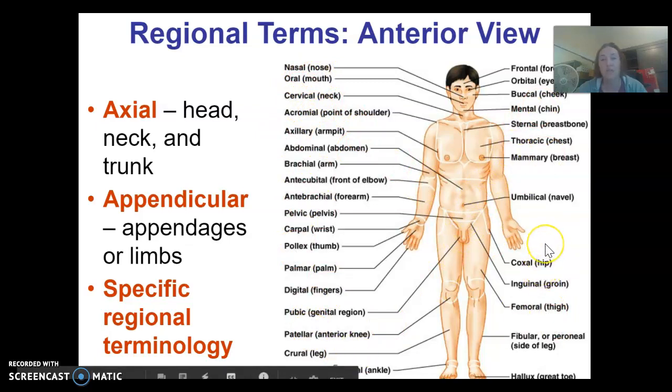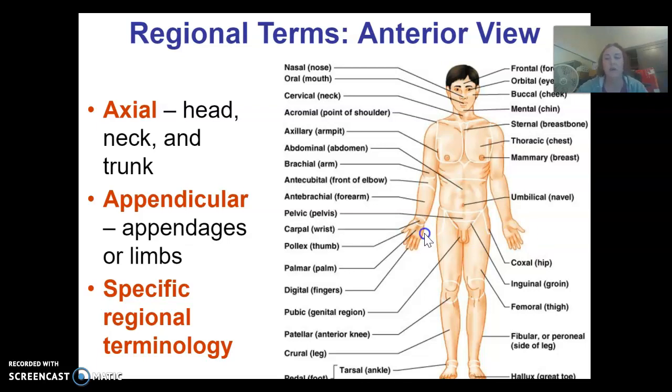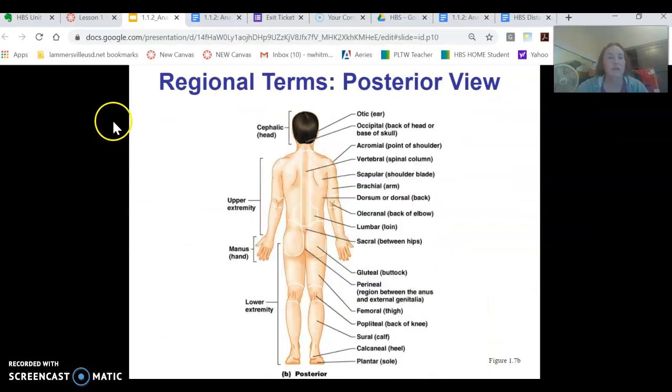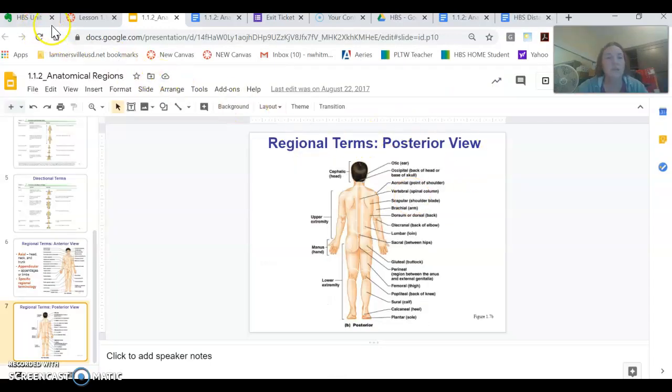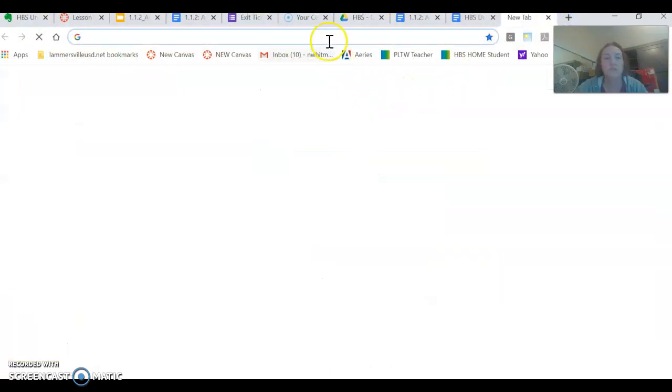And what you're going to be doing is making a video and posting it to Flipgrid, showing that you understand what all of these terms are and where they all are. So let me get to that assignment real quick and show you what that is going to look like. It looks like I forgot to pull it up, so let me do it right now.